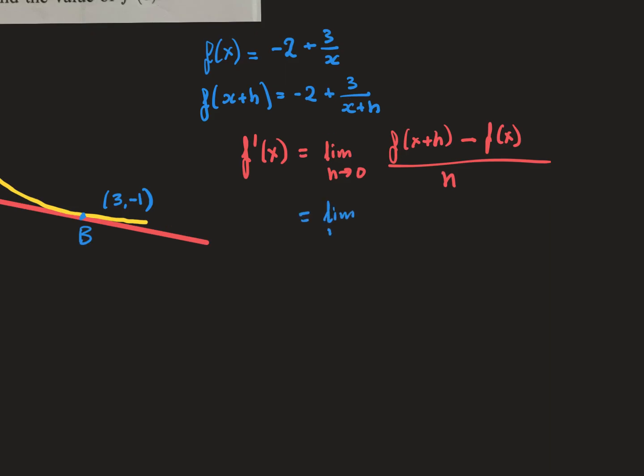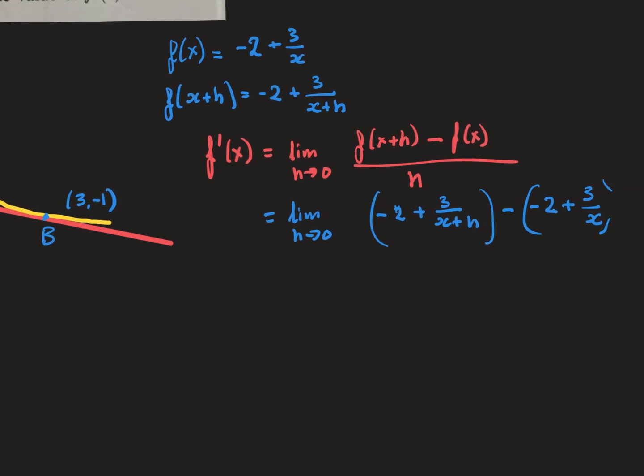Substituting those functions above, we'll see that that's minus 2 plus 3 over x plus h. Let's put it all into the brackets. Take away minus 2 plus 3 over x. You can see why it needs to be in the brackets because of the minus signs, because they need to be clear. And we divide it over h.